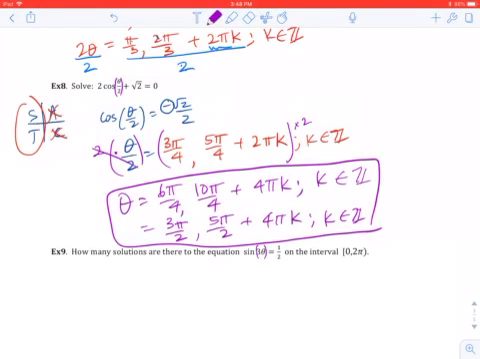We don't care if you simplify or not. In fact, I would discourage you from simplifying. I would just keep it like this in case you make that little error of how you simplified.